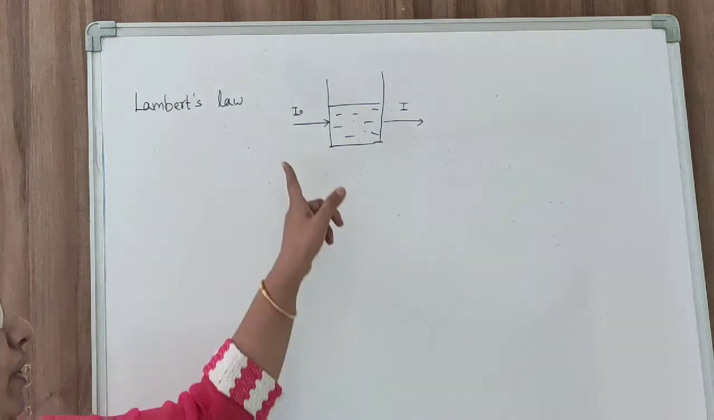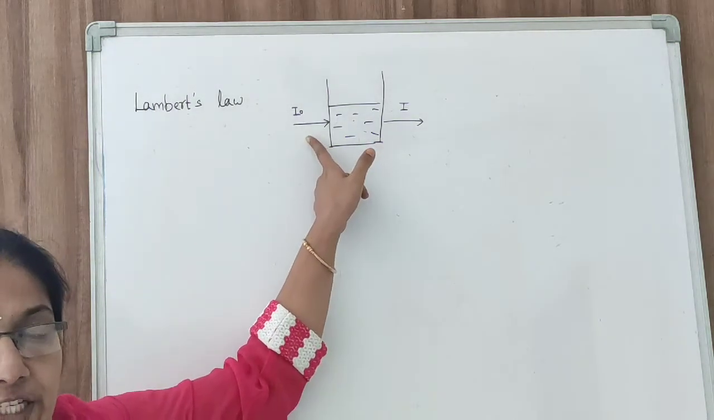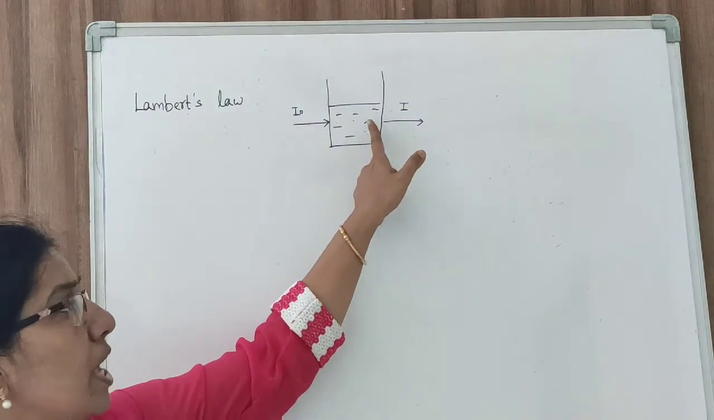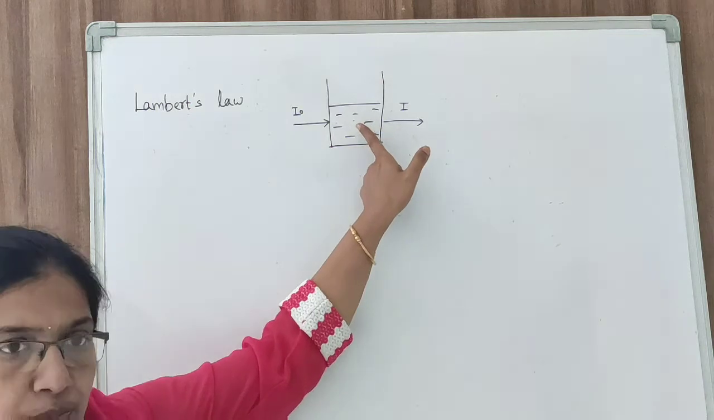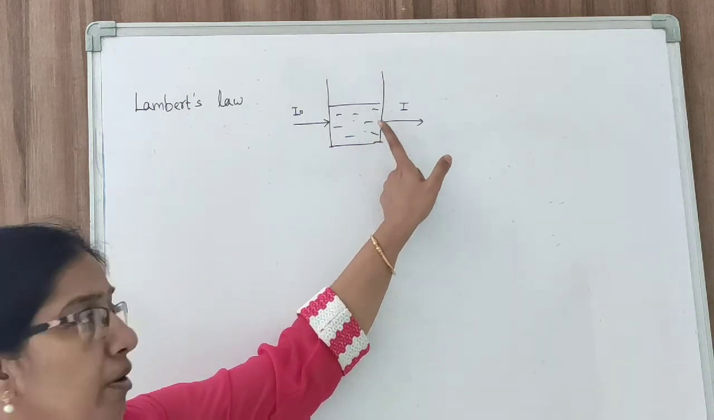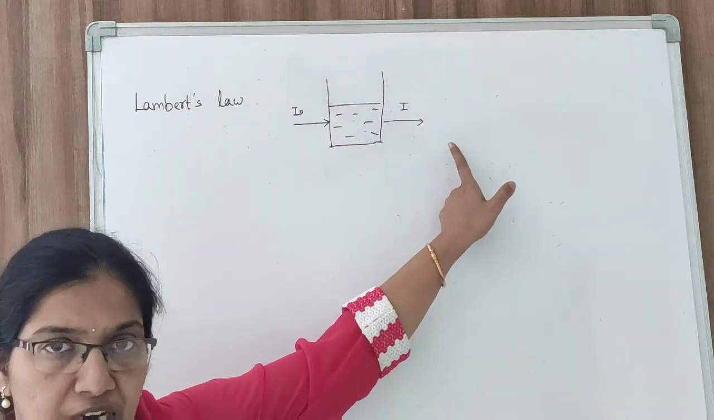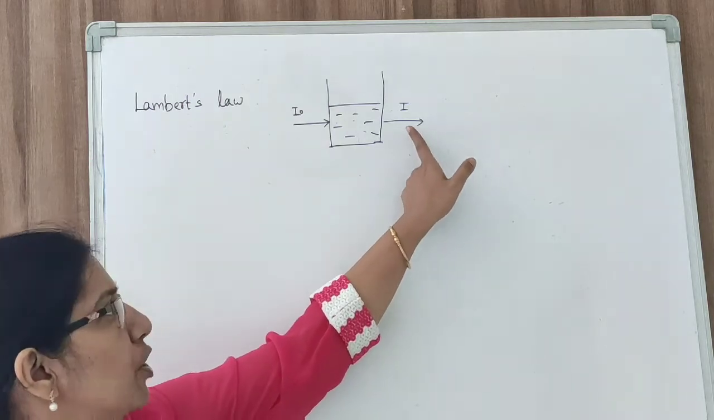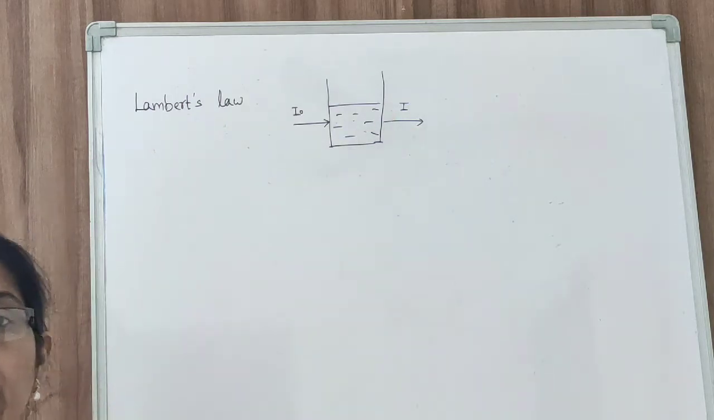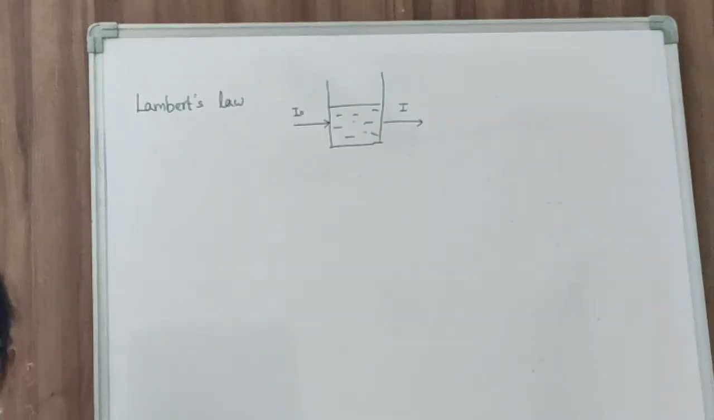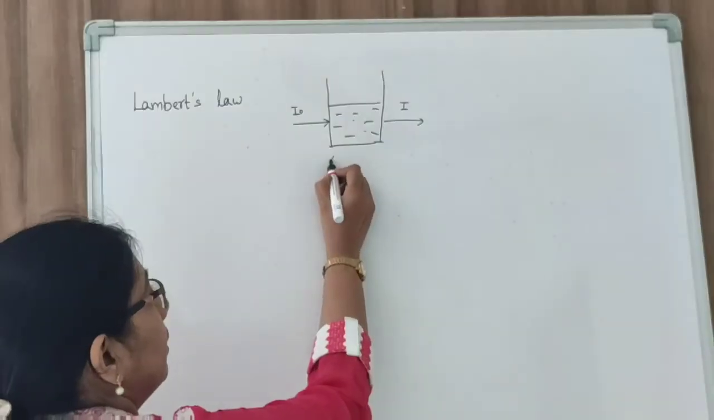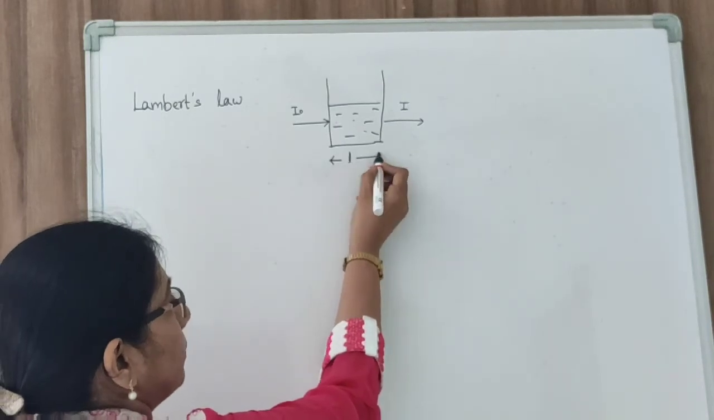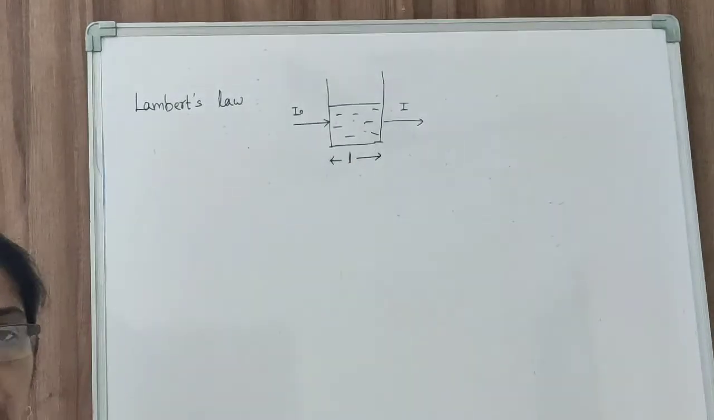Now in this case, when I0, the incident radiation, is passed through this absorbing medium, some of the radiation gets absorbed and some gets transmitted, and this intensity of transmitted light I is always less than I0 because some of the radiation gets absorbed. Let L be the path length of this solution.